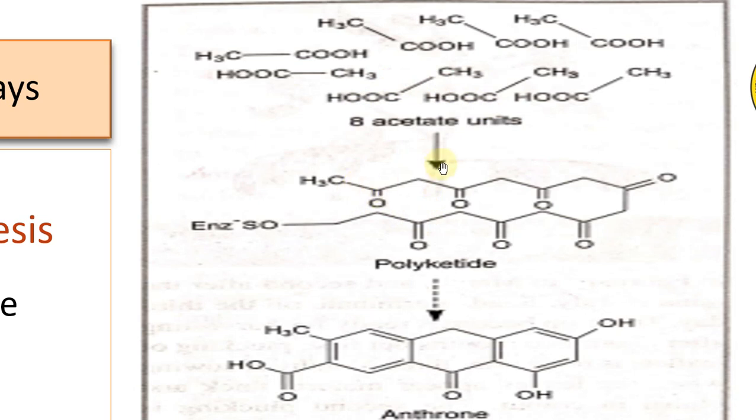When it joins under the influence of enzymes, various enzymes and steps are involved, which leads to the formation of polyketides. Polyketides means n number of ketone groups are there. So the polyketides are formed with the enzyme's involvement.